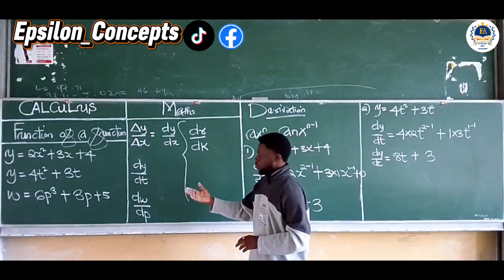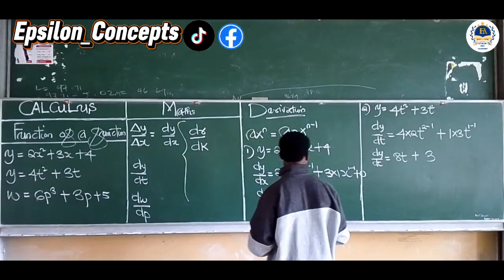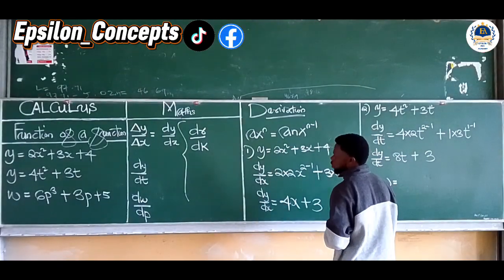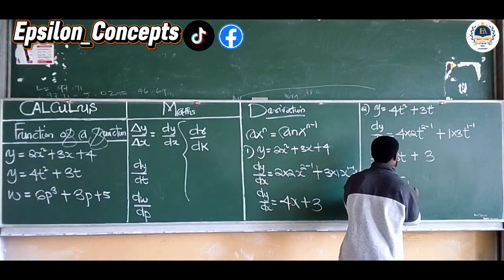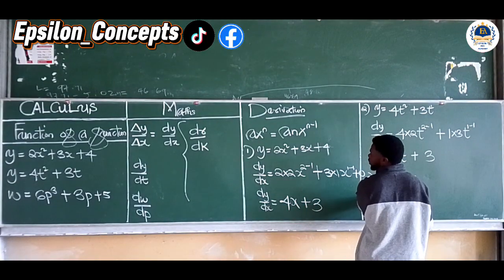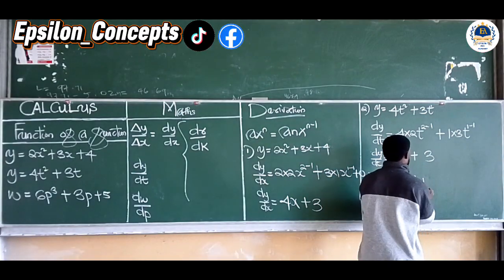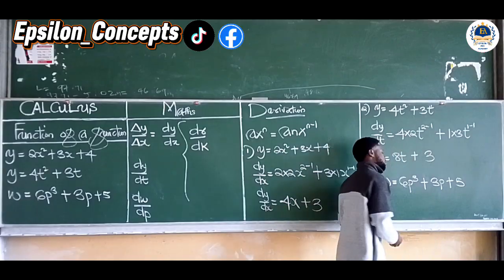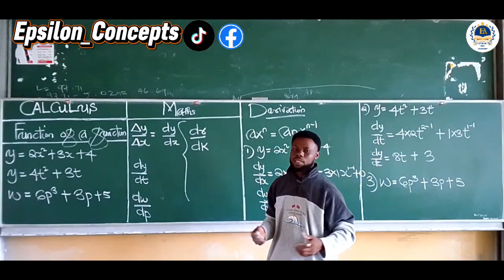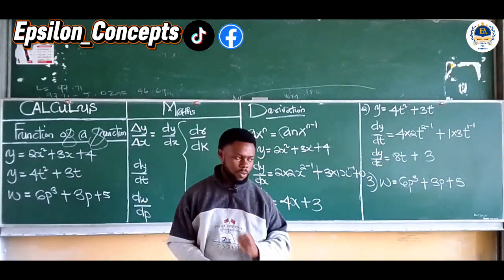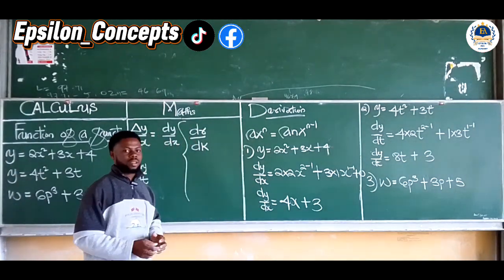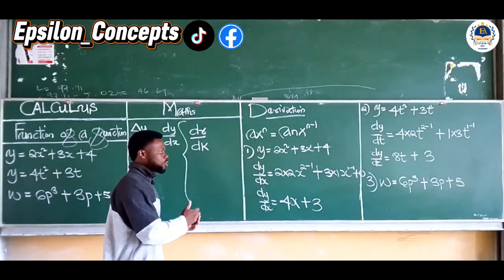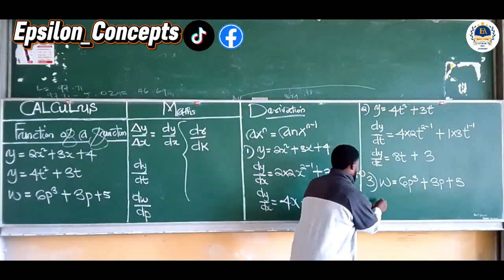Let's look at example number 3 on the board. So the function on the board is W is equal to 6p raised to the power of 3 plus 3p plus 5. All right, at this juncture, the letters present in this function are W and p. That means the derivation becomes what? The dW over dp.